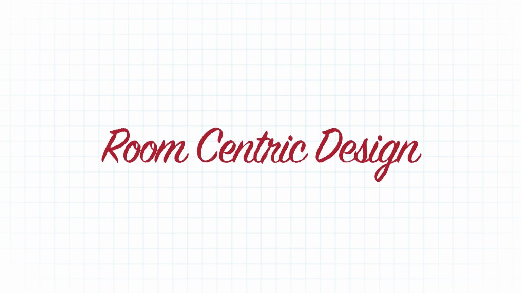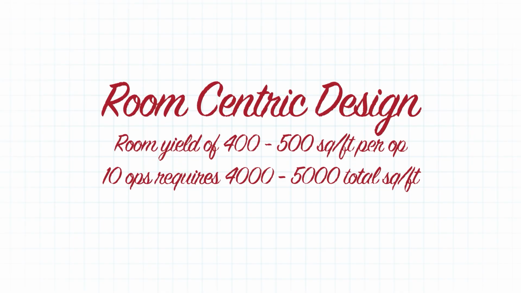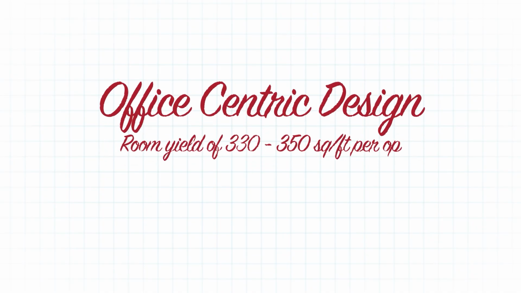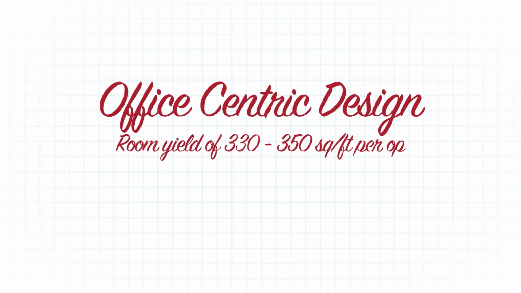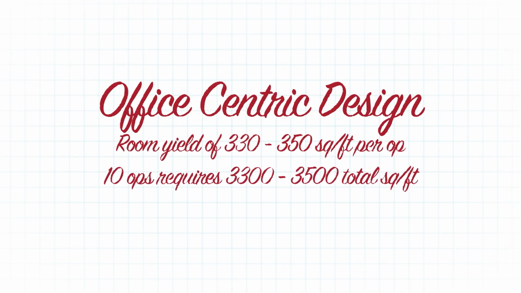For reference, a traditional room-centric office design, aka one that uses side cabinets, runs between 400 and 500 square feet per room. So a 10-op practice would run between 4,000 and 5,000 square feet. While our streamlined office-centric approach typically comes in around 330 to 350 square feet per operatory, so that same 10-op office would only require 3,300 to 3,500 square feet.